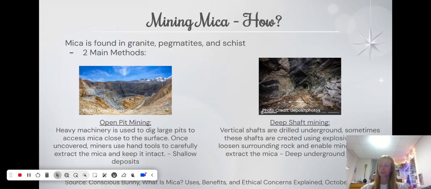With deep shaft mining, vertical shafts are drilled underground. Sometimes these shafts are created using explosives to loosen surrounding rock and enable miners to hand extract mica. And this method is used for deposits of mica found deep underground.